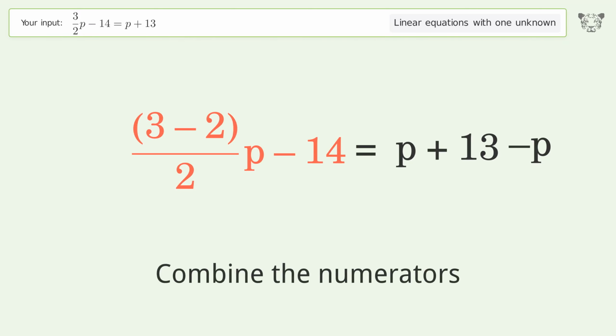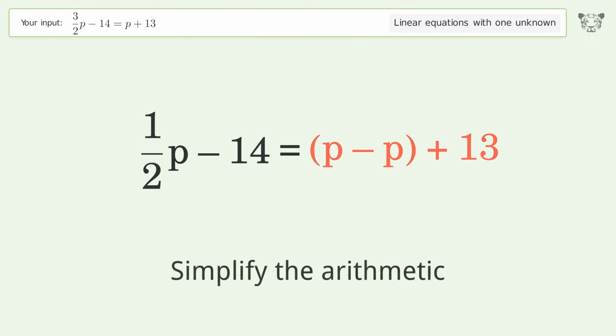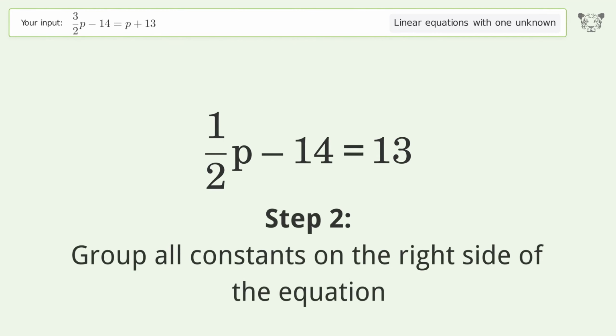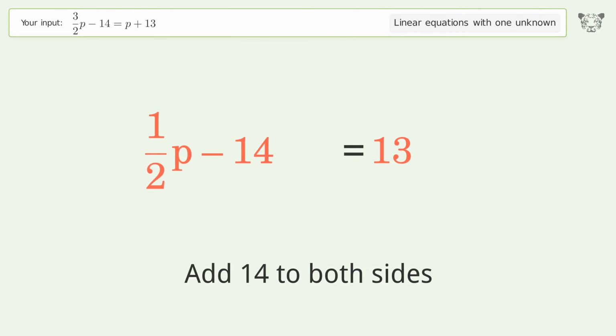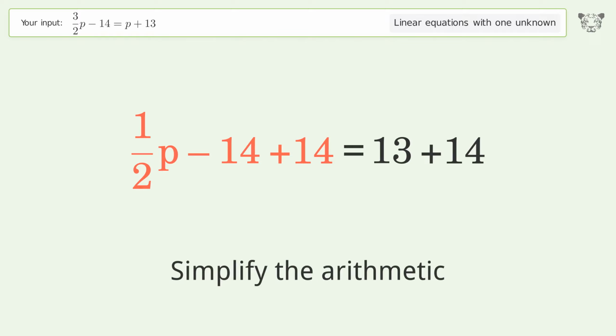Combine the numerators. Group like terms. Simplify the arithmetic. Group all constants on the right side of the equation. Add 14 to both sides. Simplify the arithmetic.